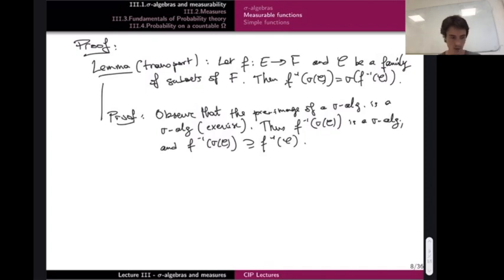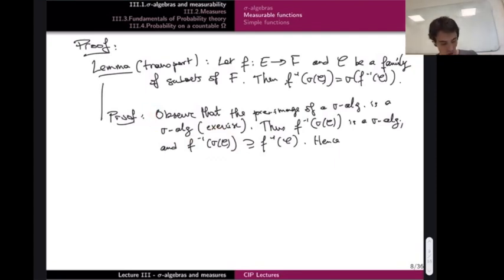Okay, this is obvious. And as a consequence, the smallest, okay, we said that this is a sigma algebra. Well, the smallest sigma algebra that contains f minus 1 of C is necessarily smaller than this one. It might be equal, but it has to be smaller. Okay, so this is a consequence.